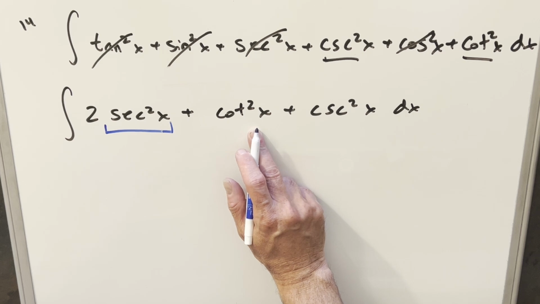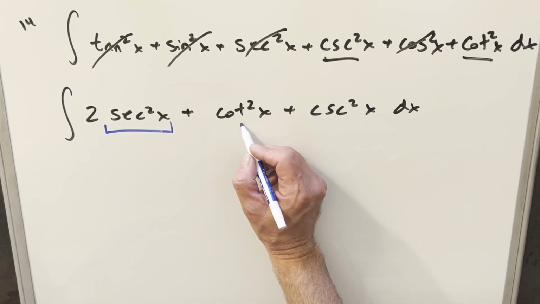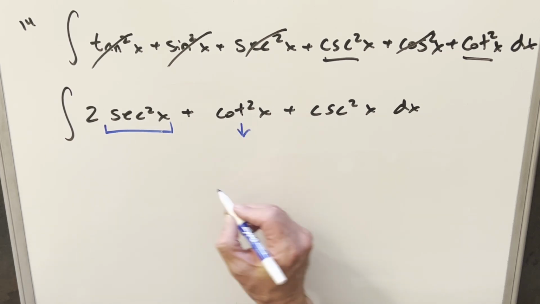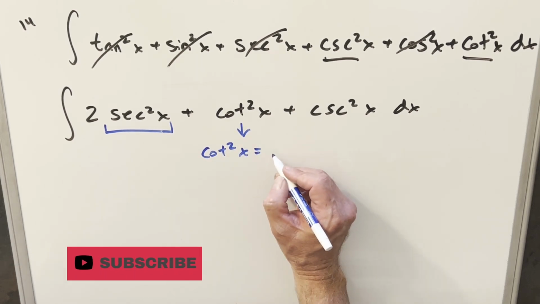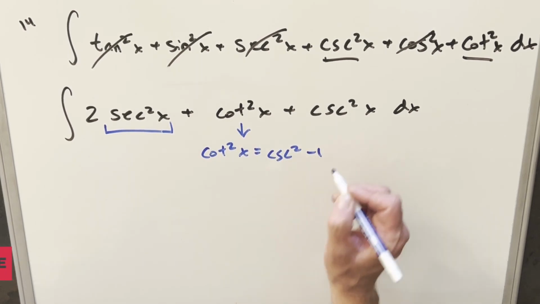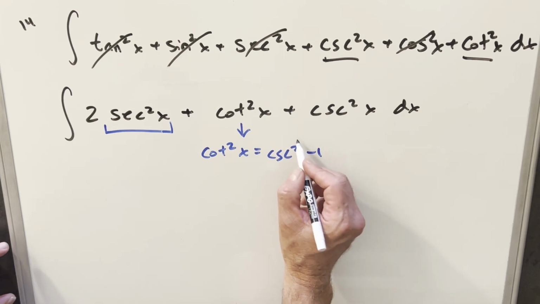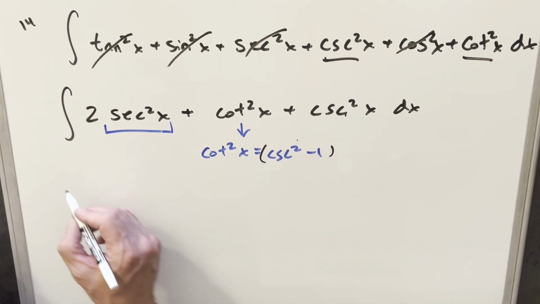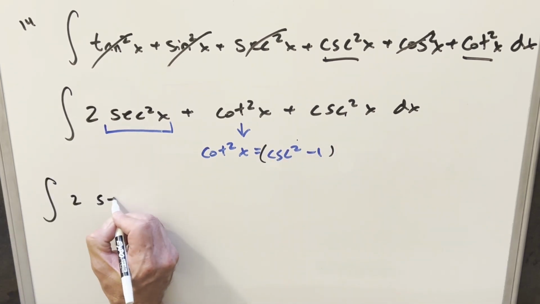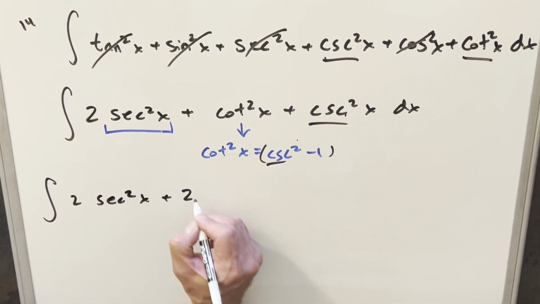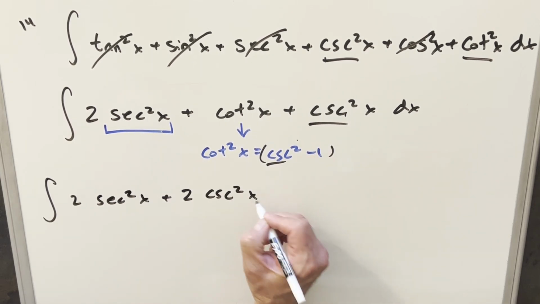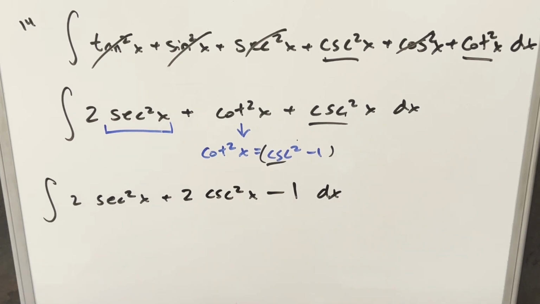Now I think what I want to do here is something pretty similar to what we just did. With cotangent squared, we have the identity that cotangent squared is the same thing as cosecant squared minus 1. So if I just add this in with this and rewrite, now we have 2 secant squared x. Now we have 2 copies of cosecant squared, right? So we have that minus 1 dx.